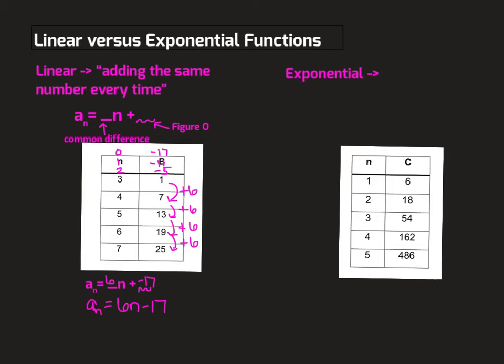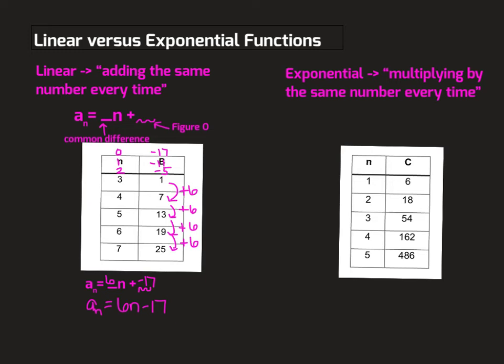Now let's move on to exponential functions. An exponential function is when we multiply by the same number every time. Yes, even if you divide by the same number every time, that would still be exponential because you can multiply by a fraction. Dividing by 2 every time would be the same as multiplying by 1/2. The number that we multiply by each time is also known as the common ratio.